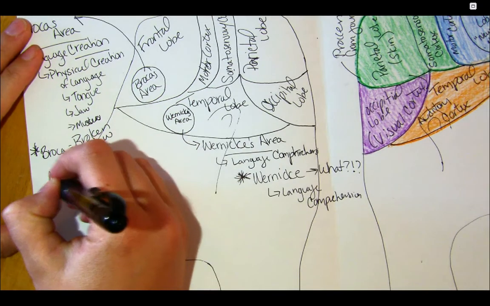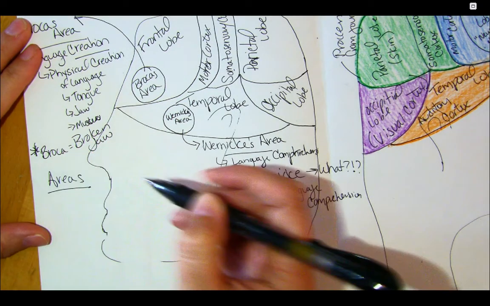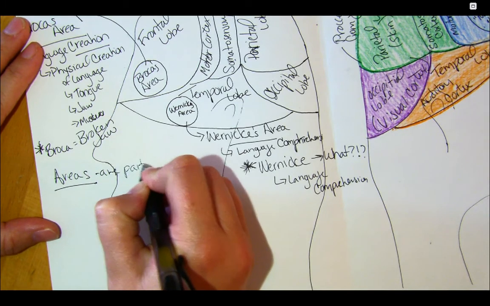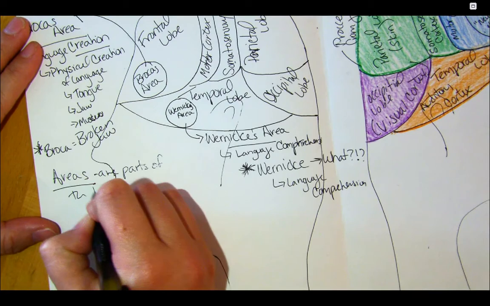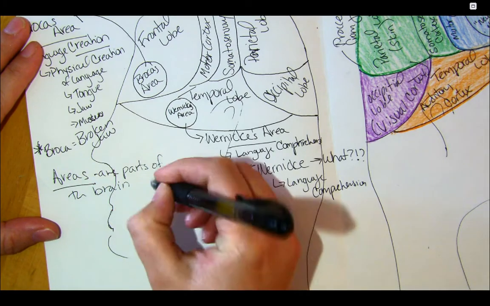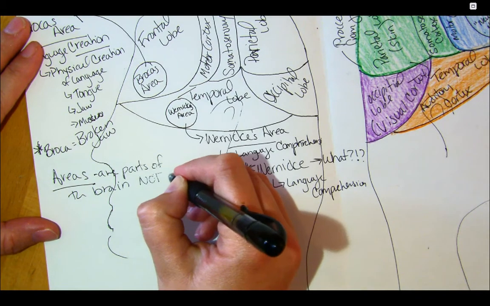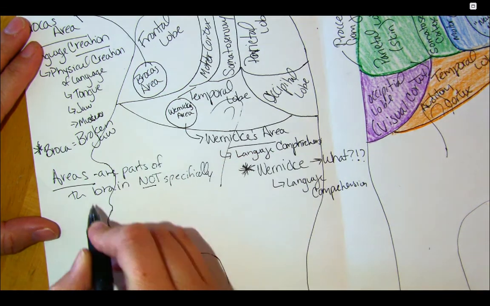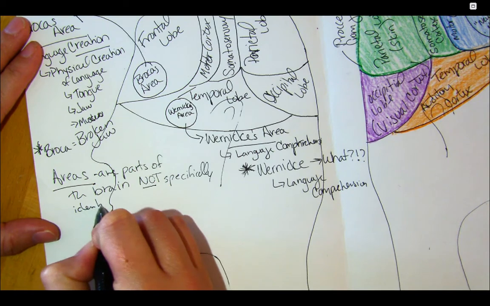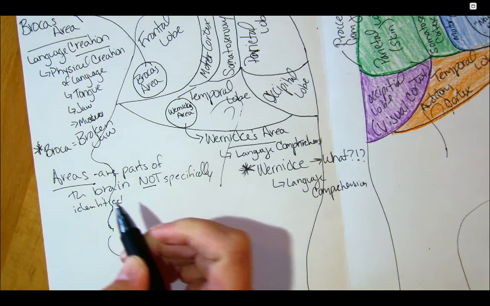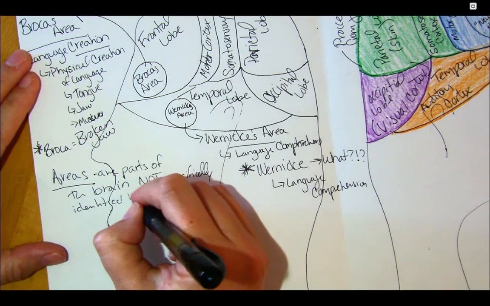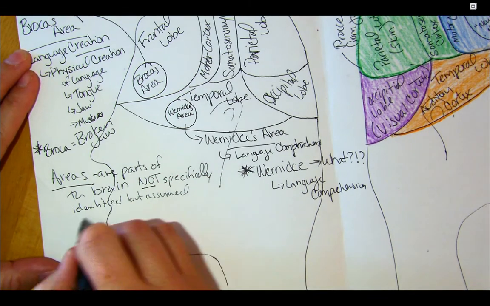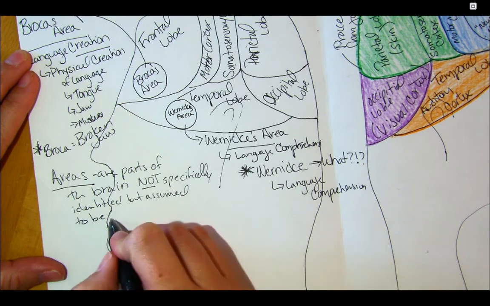So just to make sure we're clear, what are areas? Areas are parts of the brain not specifically identified, but assumed to be occurring there.